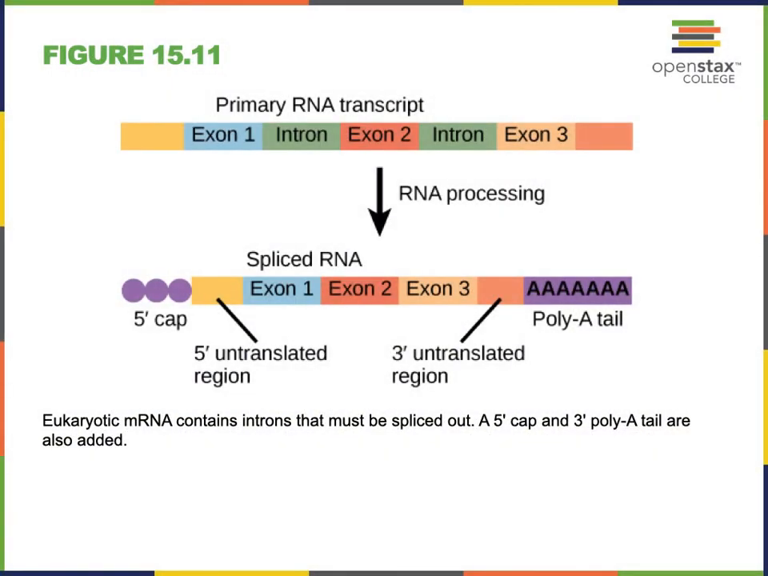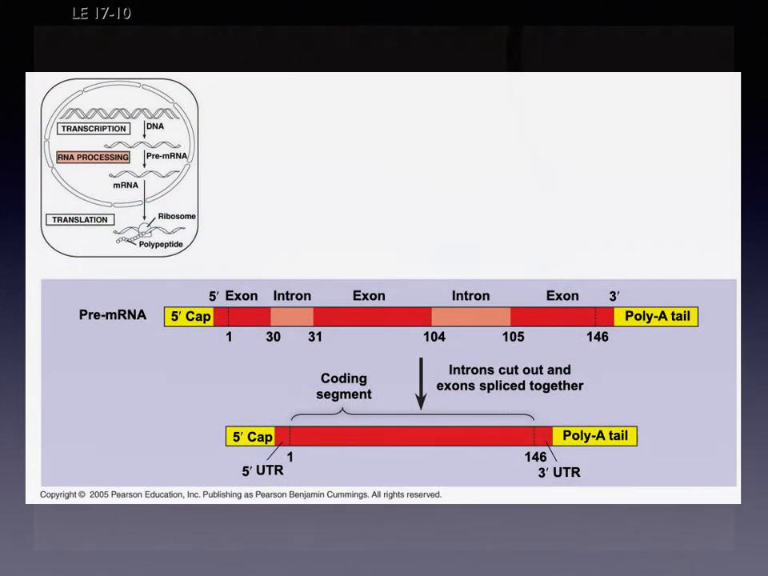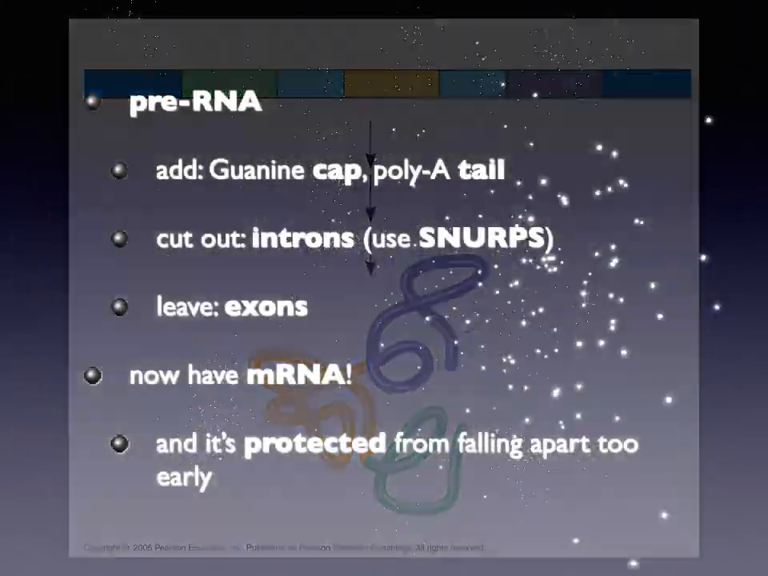So here's a diagram where the two green dudes are the introns. We need to cut those out and put a cap on, put a tail on, and the introns are gone, and we're left with 3 exons. Another video showing you this in great detail, and a couple of pictures showing it in great detail.